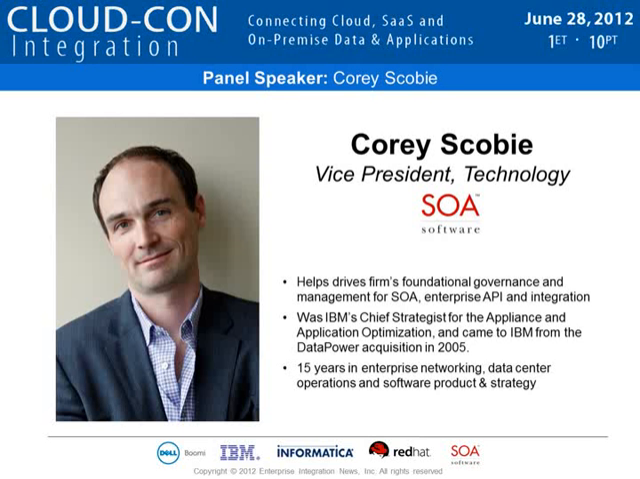In his post at SOA Software, Corey helps drive the firm's foundational governance and management for SOA, enterprise APIs, and a variety of integration governance needs. Prior to SOA Software, Corey was an IBM Chief Strategist for the Appliance and Applications Optimization Unit and came to IBM from the DataPower acquisition in 2005. He brings 15 years of enterprise networking, data center operations, and software experience to his current post, so he has a terrific integrated, or holistic, approach to this new world of enterprise APIs.